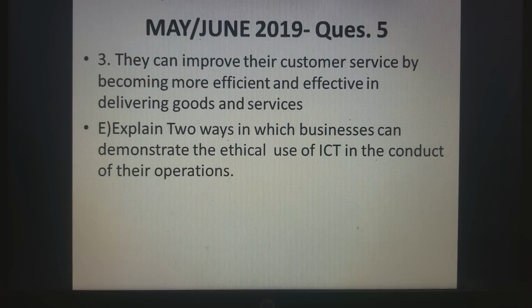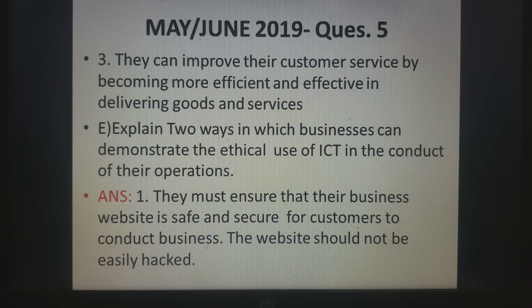Section D of the question says, explain 2 ways in which businesses can demonstrate the ethical use of ICT in the conduct of their operations. Our answer is, they must ensure that their business website is safe and secure for customers to conduct business. Why? Because you don't want the website to be easily hacked. Yes? So the website should not be easily hacked.